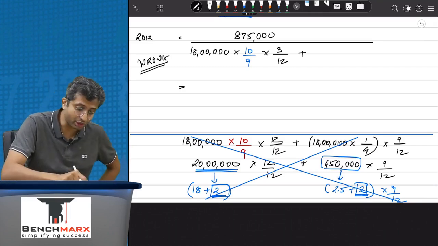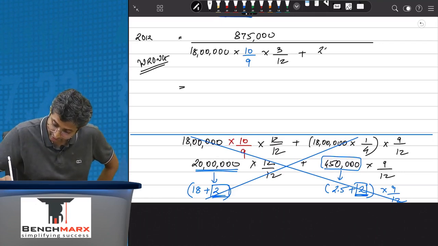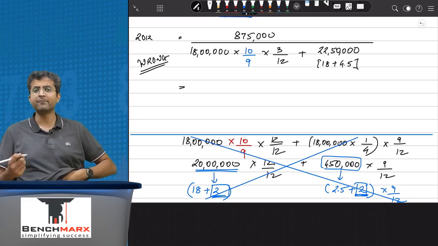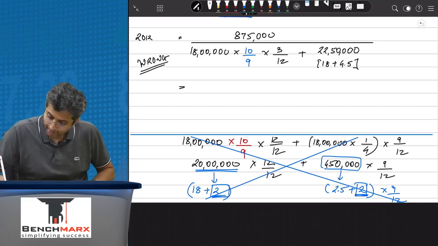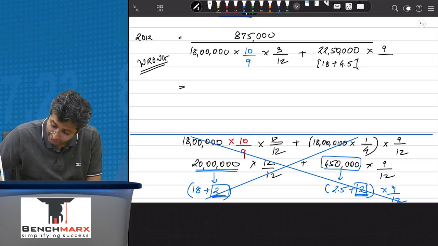Then we say that our total share capital, which was 18 lakhs, will now become 18 lakhs plus 4 lakh 50. That is 22 lakh 50. You are dividing the year into 2 parts. This is nothing but 18 lakhs plus 4 lakh 50. But when we add 4 lakh 50, that 2 lakhs of bonus is already added. So you don't multiply the rights adjustment factor again, but you will multiply this for the remaining 9 months.